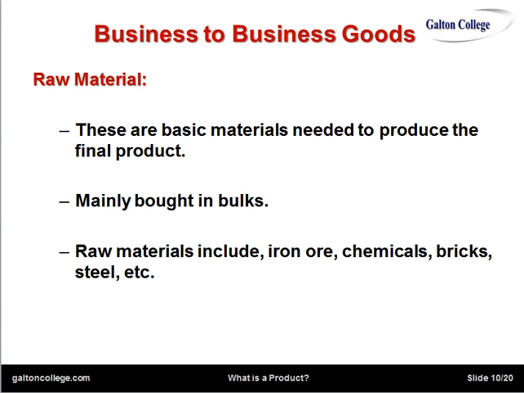In terms of business to business, well, raw materials, these are needed to produce the final product. Sometimes they're bought in bulk. Raw materials could be iron ore, chemicals, bricks, steel, etc. Depends on what's been made. But generally speaking, as I said earlier, the final customer is not interested in these. We don't go out and buy a lot of cement or a lot of steel ourselves. We buy products made from cement and made from steel, but we don't actually buy the raw materials, generally speaking, ourselves. We leave that to specialists and we buy the final product.